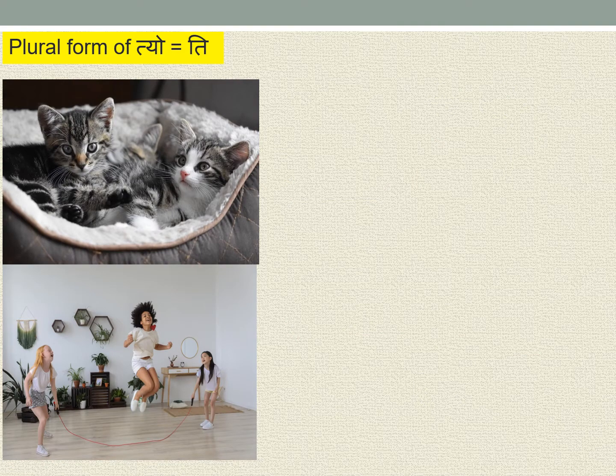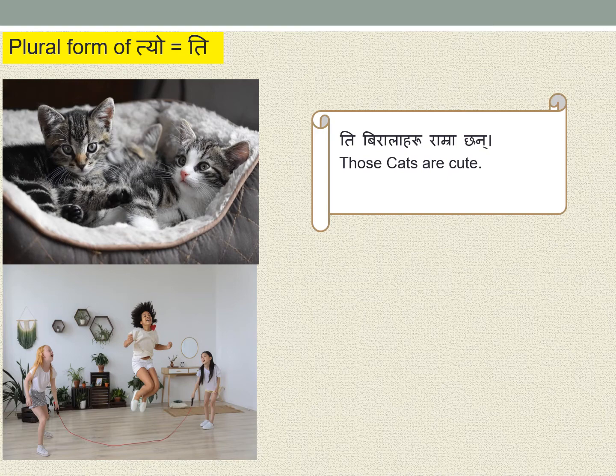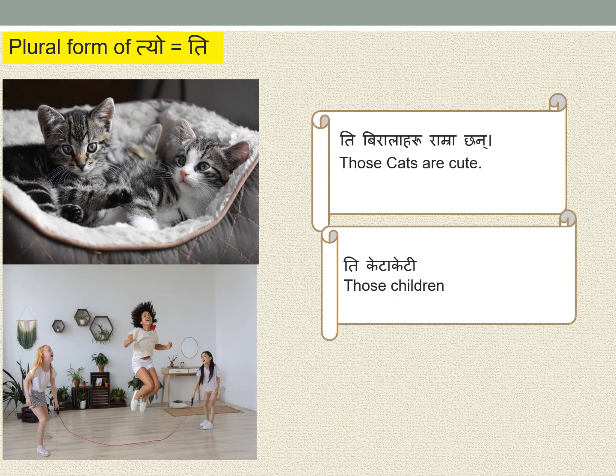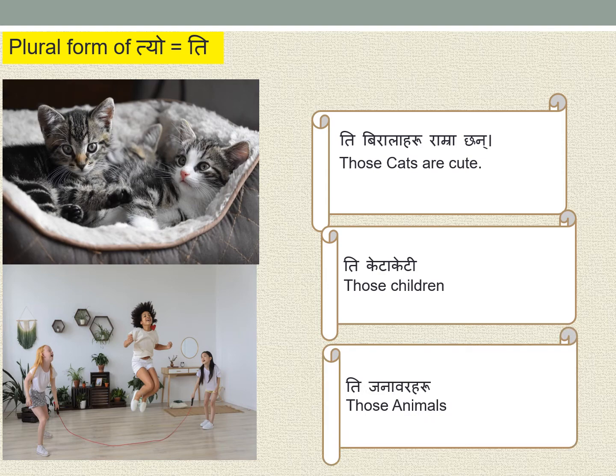Plural form of त्यो is ती, which is used to point out a group of people, things, or animals far from us, yet close enough to see. So for example, ती बिरालाहरू राम्रा छन्, which means those cats are cute. And ती केटाकेटी, those children. ती जनावरहरू, those animals.